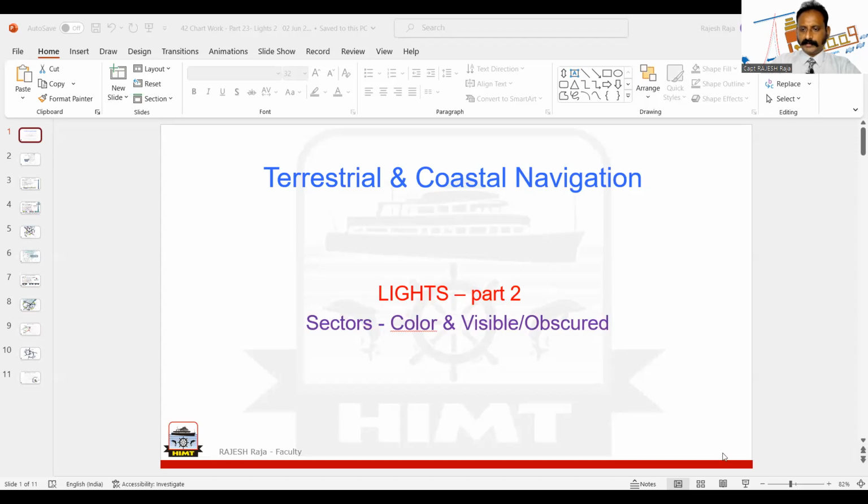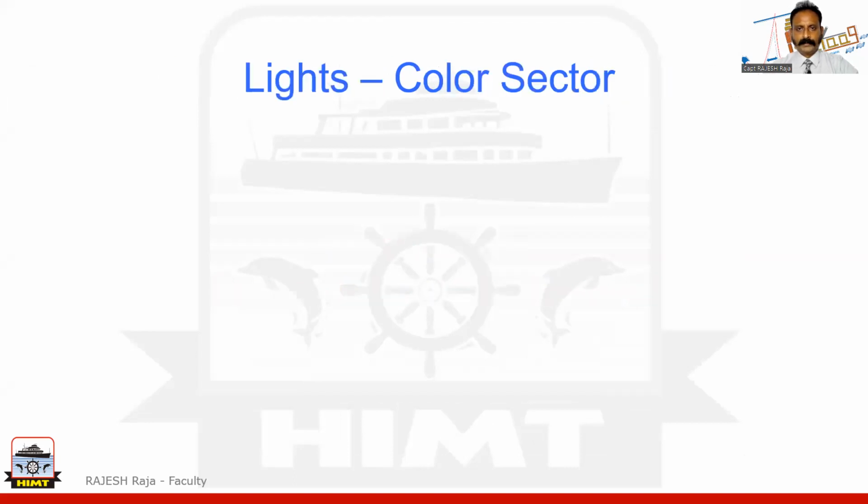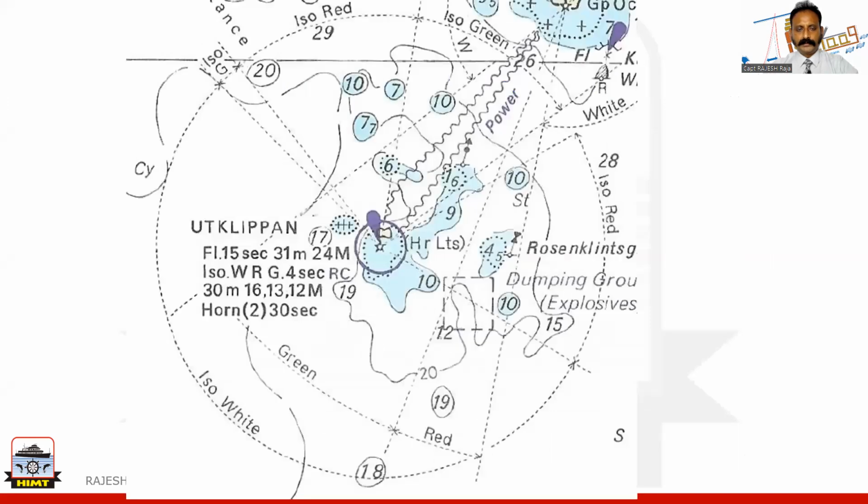You can see I've mentioned it as colors and the visible obscured sectors. So I'm going to give you examples of how to decipher whatever character is given to you in the chart. What exactly should you expect out of the color and visible obscured sectors? They both are different, so I'm going to deal with examples for each one of them. Let me start with the color sector. So I'm going to take an example from the chart.